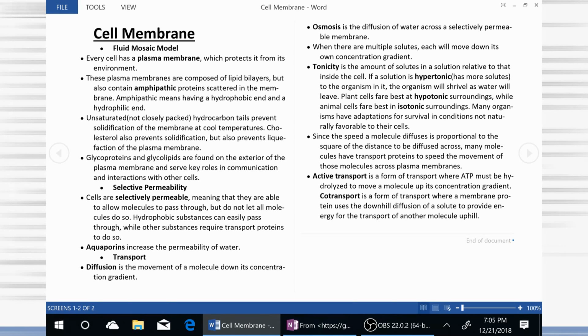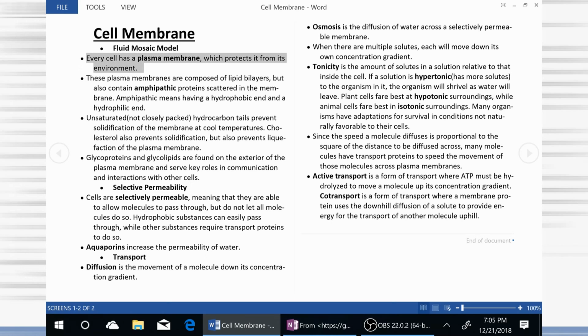Hello guys, and welcome to our video on the cell membrane. Today we're going to be discussing three major themes: the fluid mosaic model of the cell membrane, selective permeability, and transport of various solutes. So let's start off with our first theme, the fluid mosaic model.